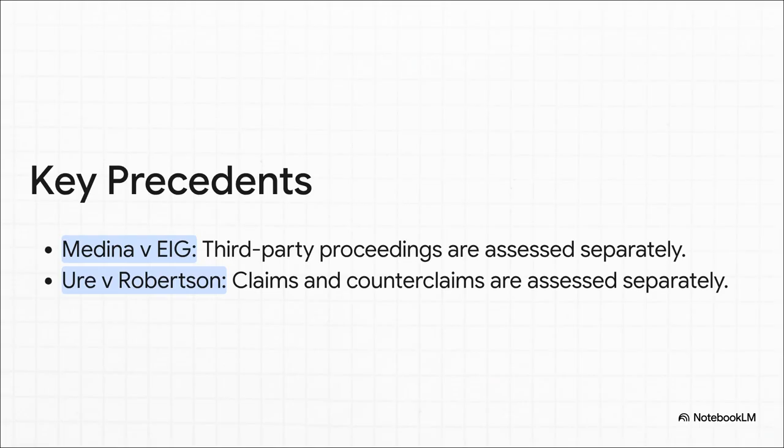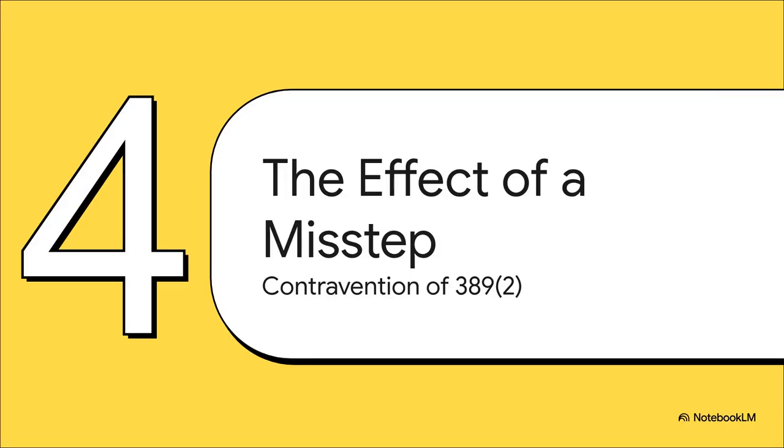So both Medina and another key case, Ure v. Robertson, they both hammer this point home. For your exam, you have to think about these things as being in separate silos. The main claim, the counterclaim, the third-party action. Each one has its own clock running under Rule 389. Okay, so what if someone messes up?